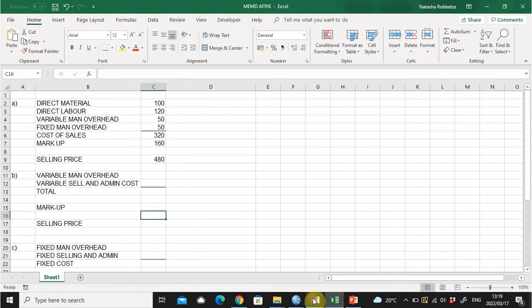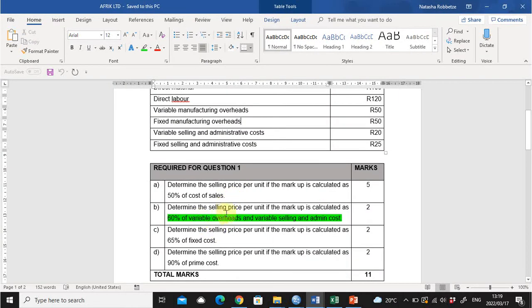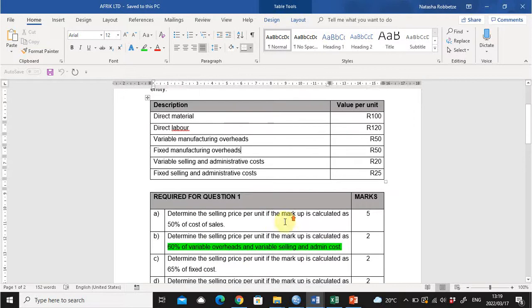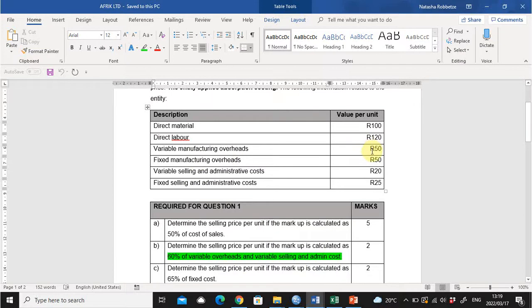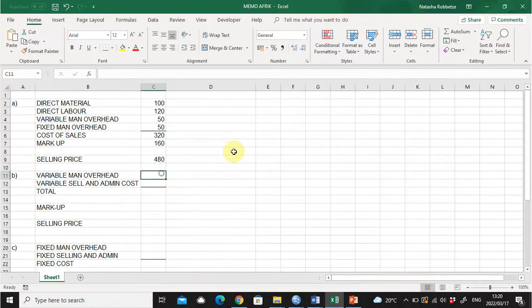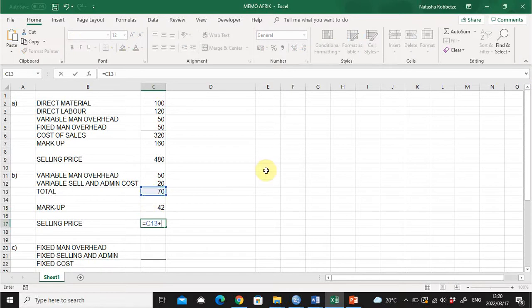In required number B, they ask you to calculate the selling price per unit if the markup is 60% of variable overhead and variable selling and admin costs. The variable overheads were 50 Rand, the variable selling and admin costs were 20 Rand. So we're going to add those two together. That should be a total of 70 Rand. The markup is 60%, so we're going to take 70 Rand times 60% and then add these two together. 70 plus 42.